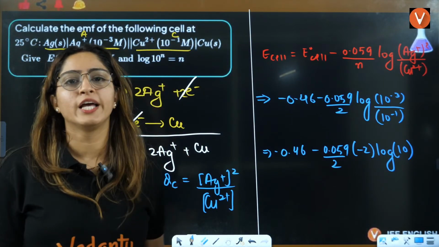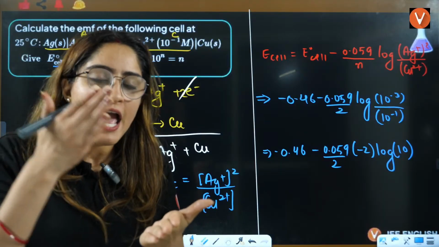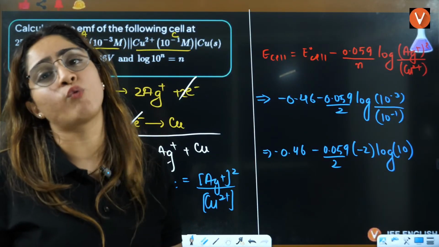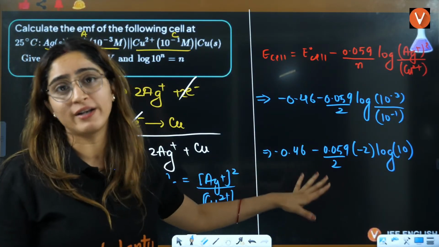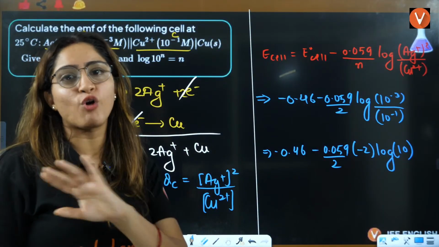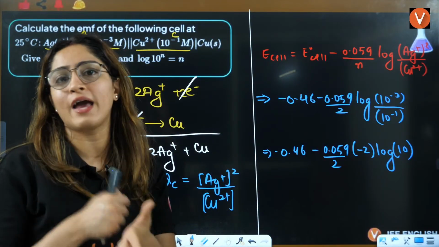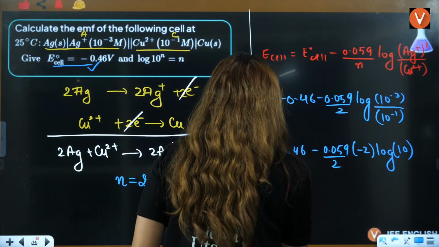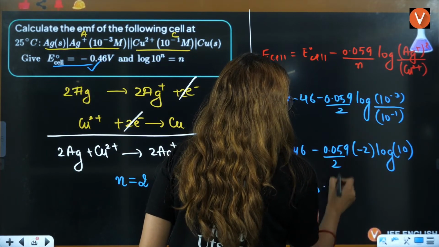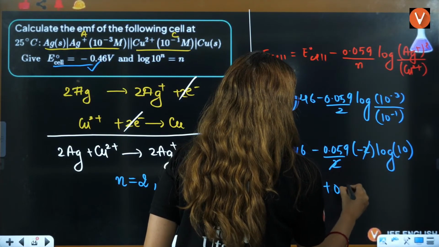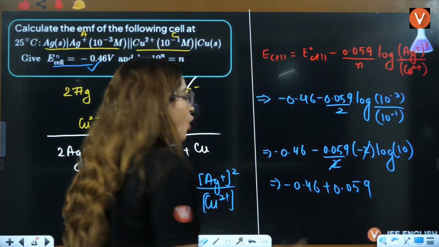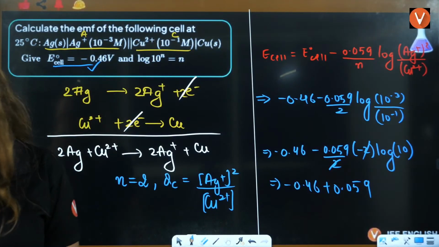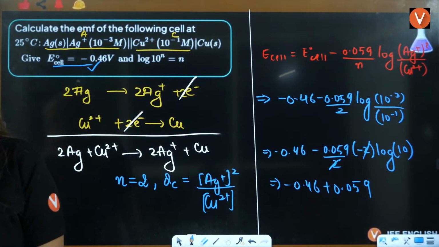It is 1. If you have not watched my video on anti-log and log, please go and watch it. Now you can see how important it is. In chemical kinetics also, I told you that log is very, very important. Here also it is very important. So log is 1 only, so it is 0.46. The 2 will cancel, this is 0.059, and solving this you will get your answer here.